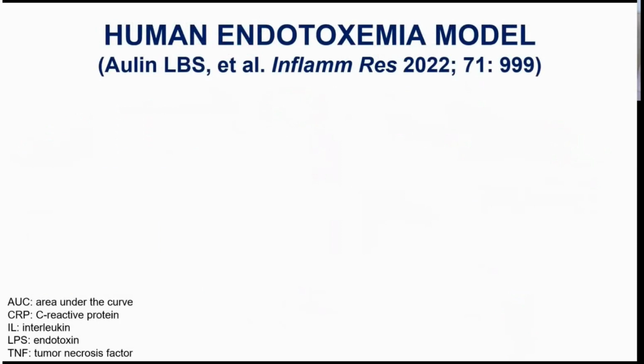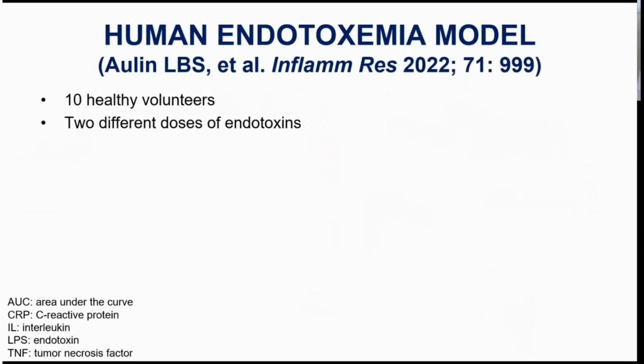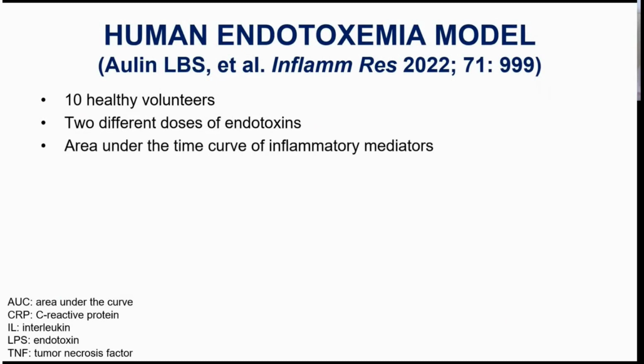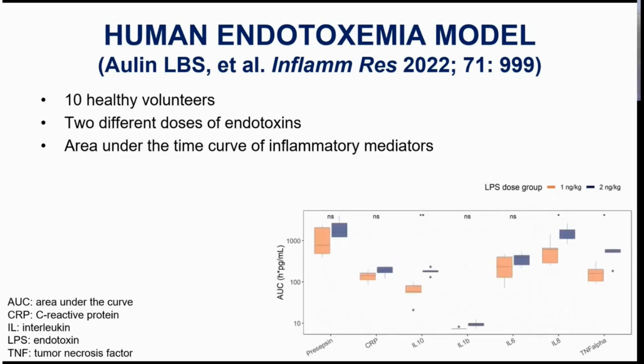How is presepsin increased? Let's inject to humans, to 10 healthy volunteers, endotoxin, 2 different doses of endotoxin. And after the injection, let's measure serially circulating inflammatory mediators, and let's see what is the area under the curve. In other terms, what is the burden, or which is this mediator which is produced the most. And I would like to draw your attention to the fact that the y-axis in this scale is logarithmic. And what you see on top left, that receptor is produced in much greater concentrations than C-reactive protein, or interleukin 10, interleukin 1 beta, interleukin 6, IL-8, or TNF-alpha.